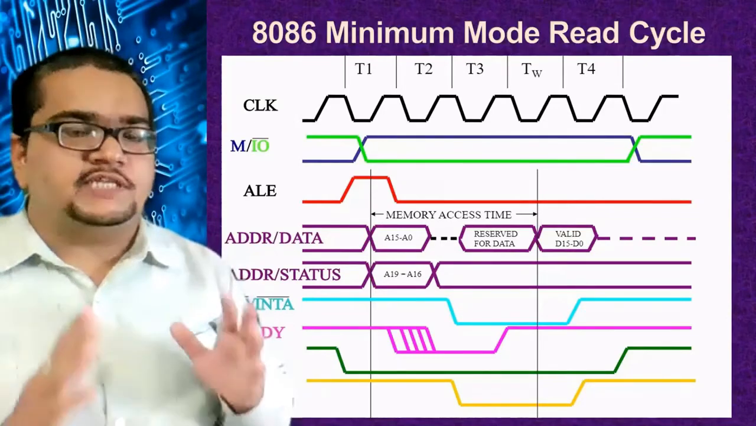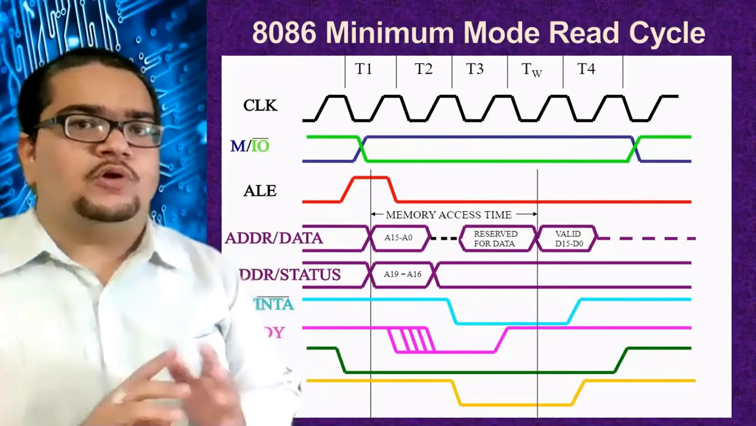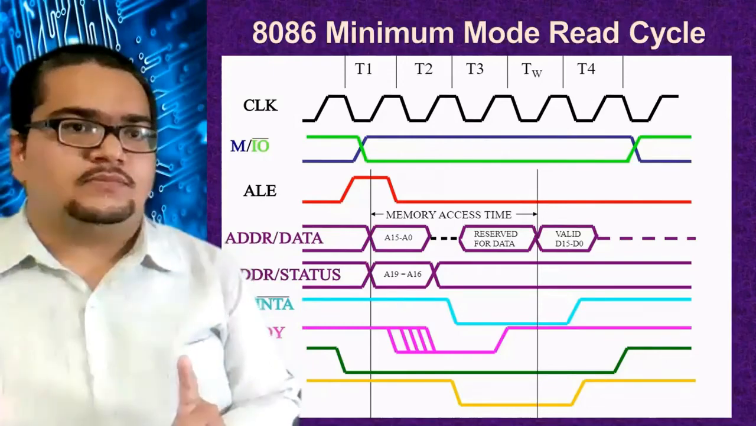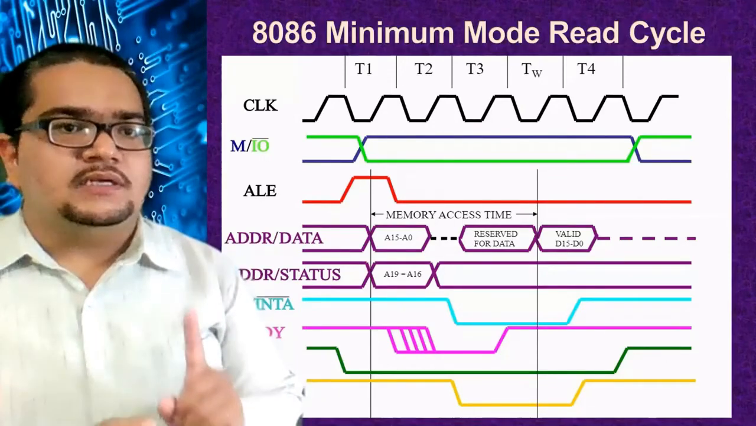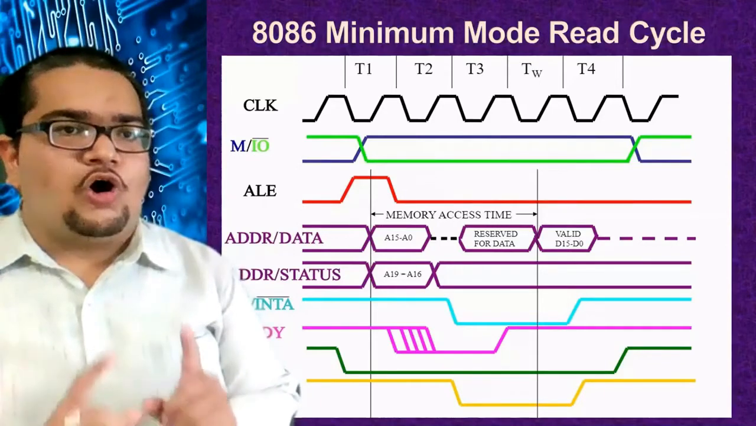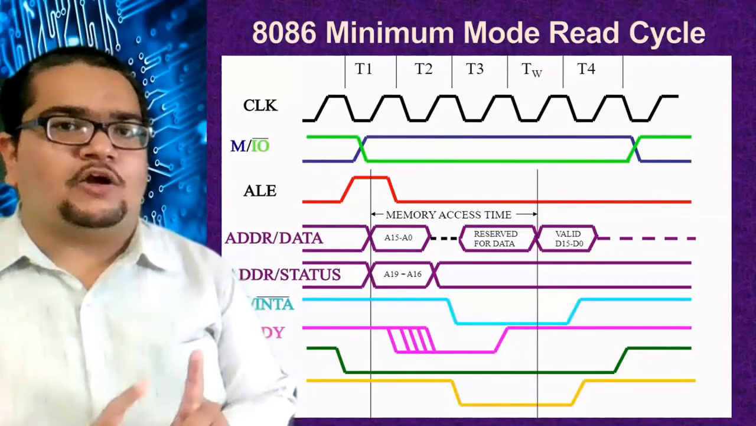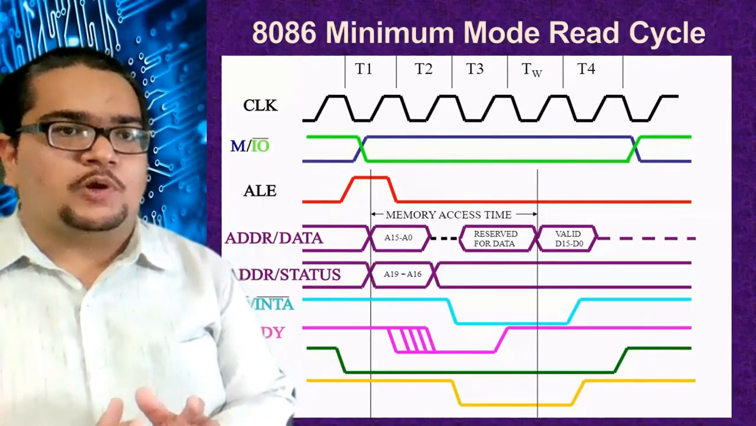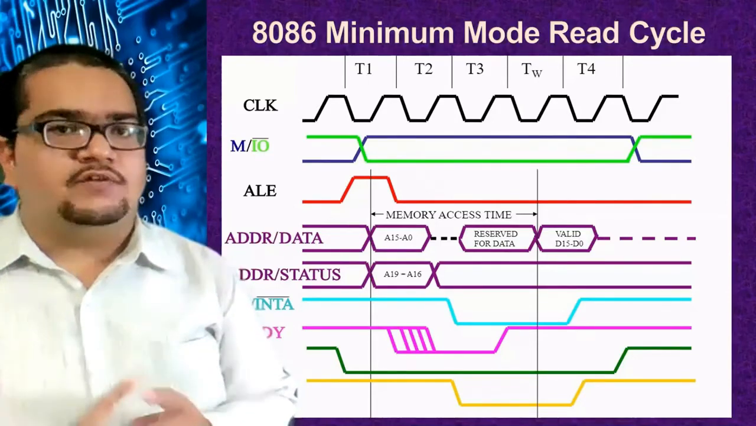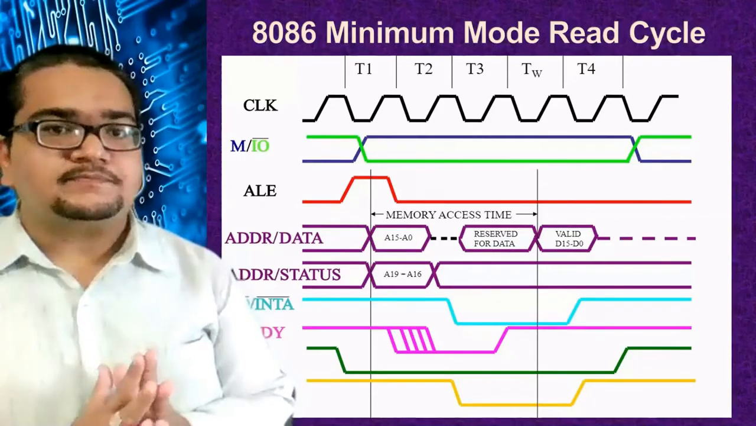So these 5 clock cycles, T1, T2, T3, TW and T4, will make one machine cycle. One machine cycle means the time taken by the processor for completing one read operation or one write operation. One read operation or one write operation, the time taken by the processor is called one machine cycle, and one machine cycle will generally be T1, T2, T3, TW, T4. That much time it will be there.